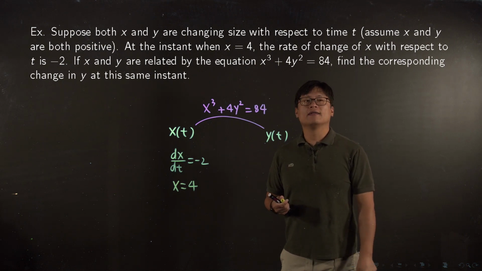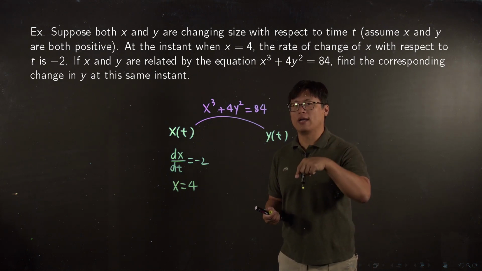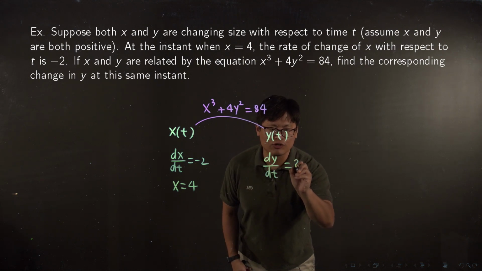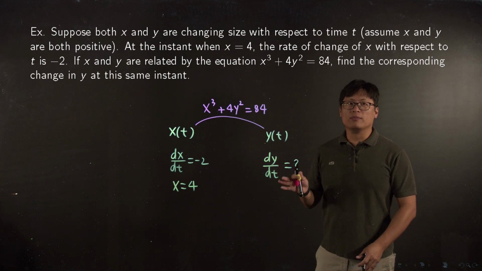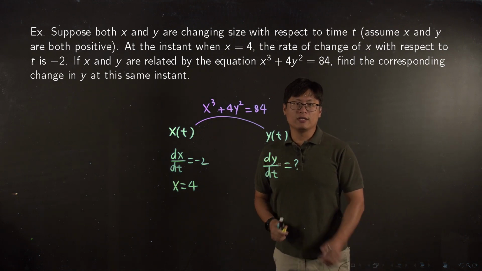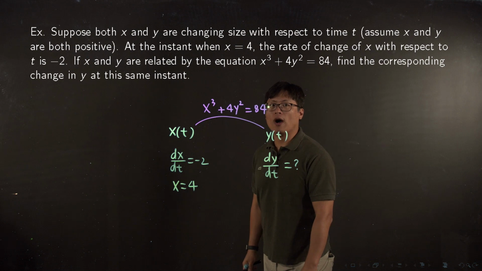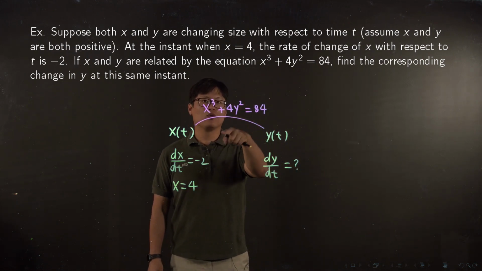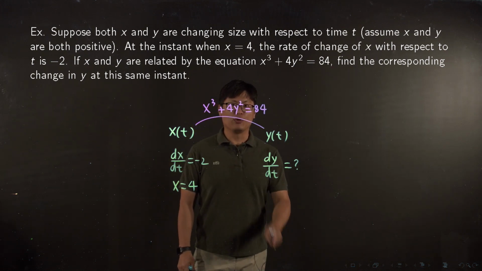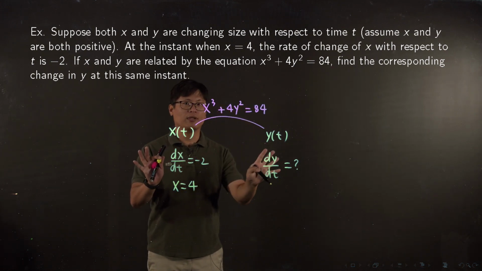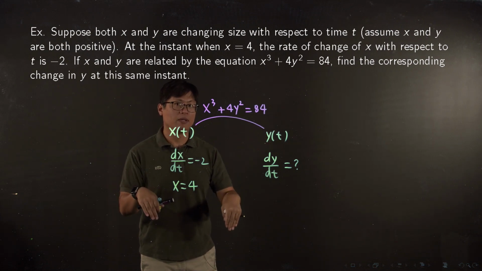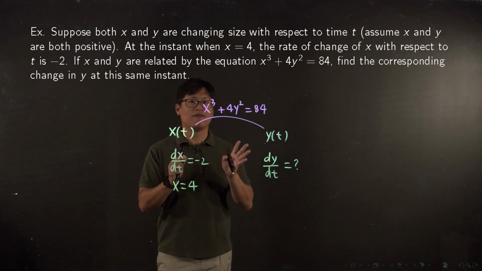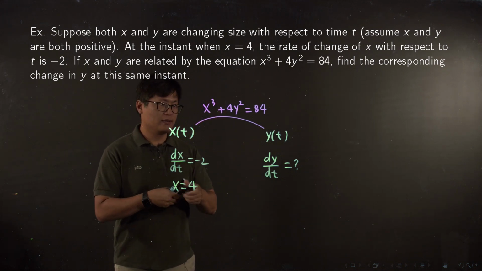Then what is the question? They ask you to find the corresponding change in y, which means dy over dt is the question, okay? So this kind of word problem, you have to figure out what the question is. So here we go. The question is finding dy over dt. All these are given information, and this pink one is the bridge equation between x and y, okay? Whenever you set up this one, the next step is we're gonna take the derivative. But keep that in mind, it must be with respect to t, because x and y are functions of t, okay? So let's take the derivative.